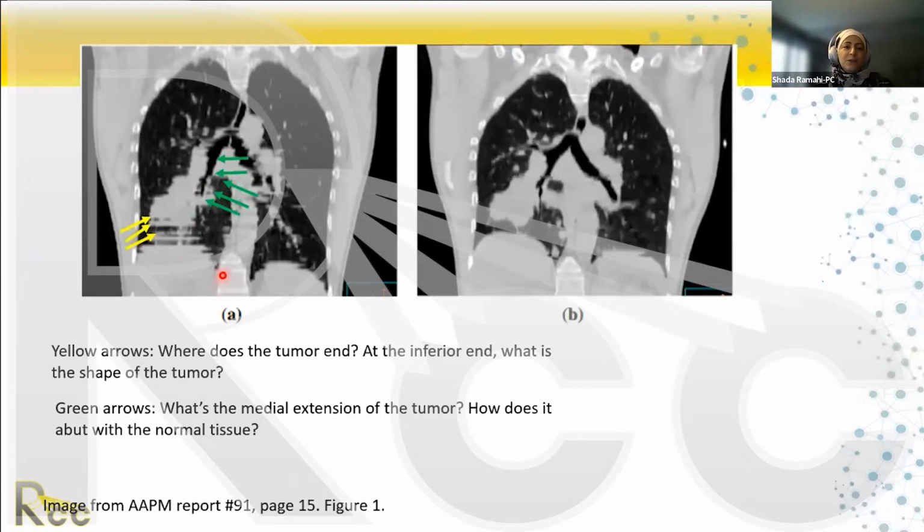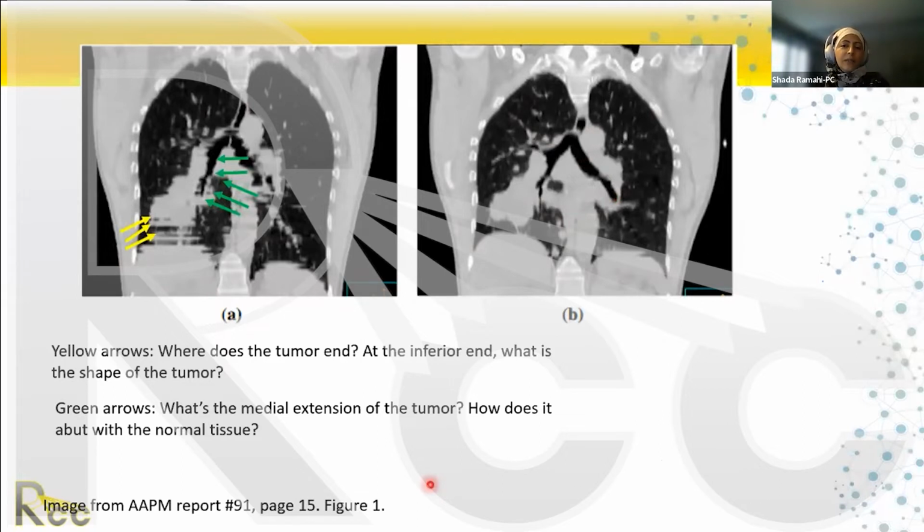Look at the difference between the free breathing scan, the one on the left side of the slide, and a gated scan, or a scan done with 4D CT, where you take the 50% phase, for example. Now, definitely you know where the tumor site is, and definitely you can tell the medial portion of the tumor. This is an example taken from AAPM report number 91.